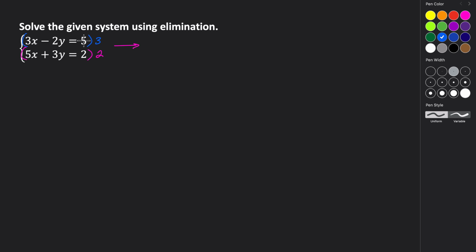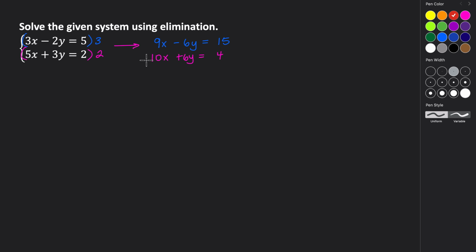So we're distributing this 3 to everything. 3 times 3x, that's 9x. 3 times a -2y is -6y. And then 3 times 5 is 15. Then 2 times 5x, that's 10x. 2 times 3y is +6y. And then 2 times 2, that is 4.